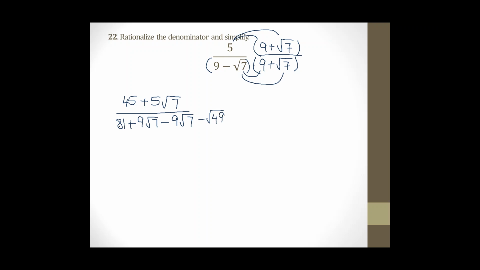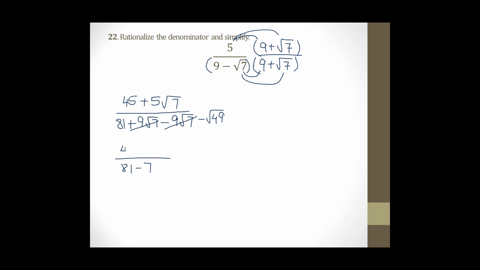49. If you do these for quite some time, you should realize the reason why we multiply by the conjugate is we want this middle term to cancel out. So we are left with just 81 and a negative 49. And this one always is going to be a perfect square if we're multiplying by the conjugate. So the square root of 49 is just 7, 81 minus 7.